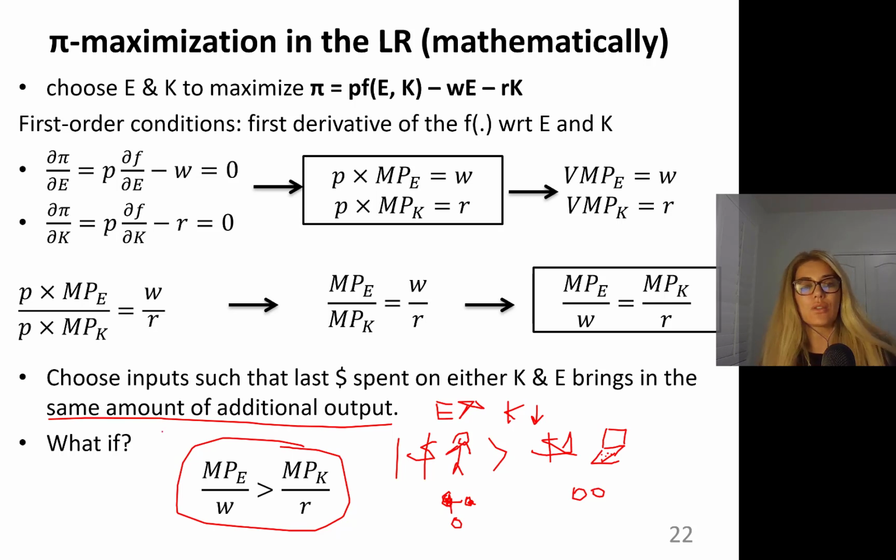And the opposite is true. If this is the case, I'm going to grab a different color, folks, blue. That means capital is bringing you more output per dollar spent on capital. So you better increase your capital. The last dollar you spend on labor brings you less output. So I need to not employ as many workers.